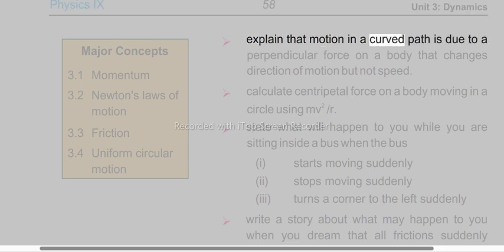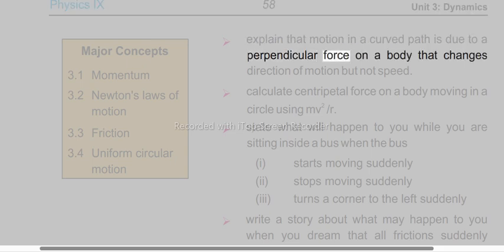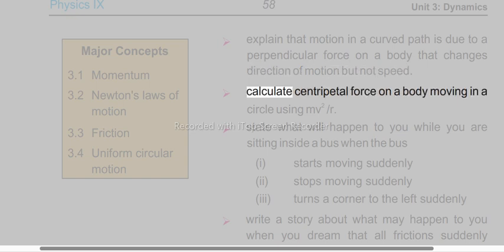Explain that motion in a curved path is due to a perpendicular force on a body that changes the direction of motion but not speed. Calculate centripetal force on a body moving in a circle using mv squared over r.